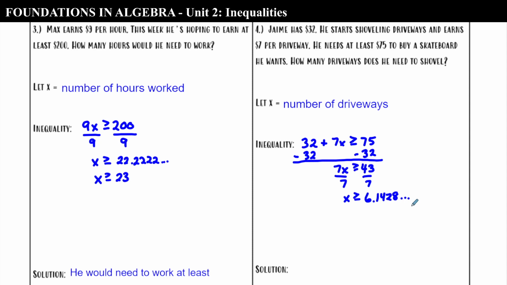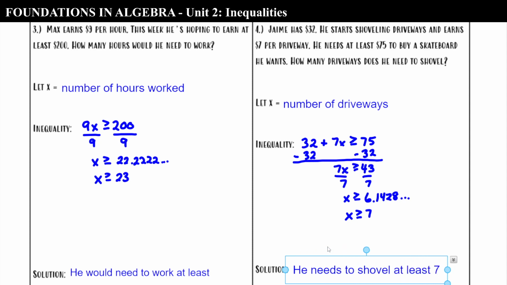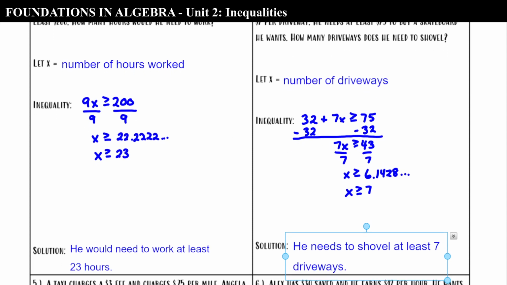He cannot shovel a fraction of a driveway for a fraction of the pay. So we got to bump him up to 7 driveways. So he must shovel at least 7 driveways to get the money that he is looking for. So that is our solution. He needs to shovel at least 7 driveways. And again, the rest of that answer is down here at the bottom for you.